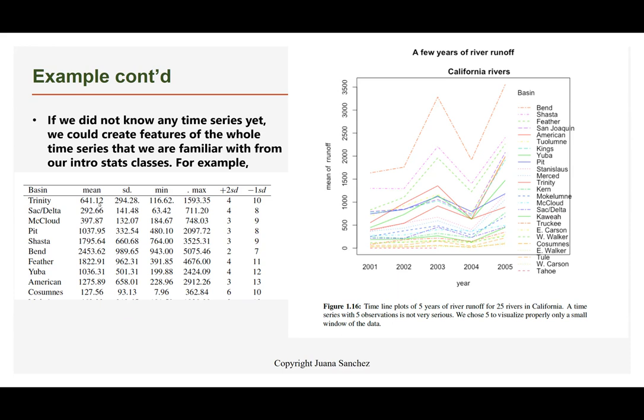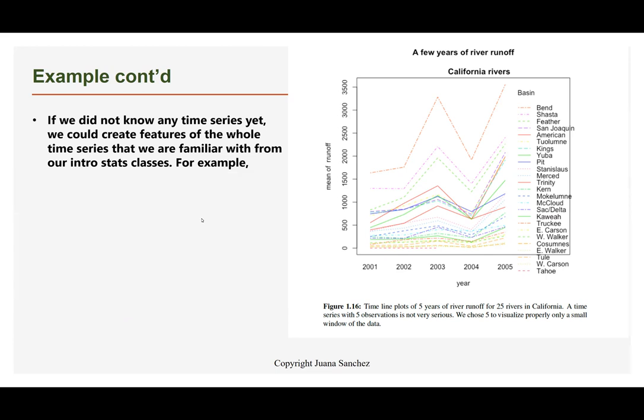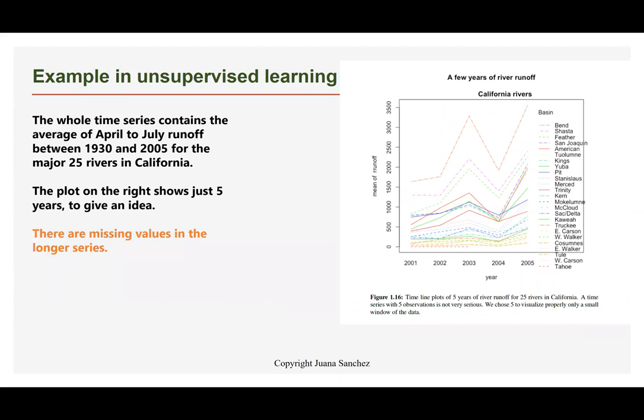So you say, what I'm going to do is summarize the whole time series with a few numbers. For the river Trinity, I am going to just take the average runoff over the whole period. And remember, this period is from 1930 to 2005.